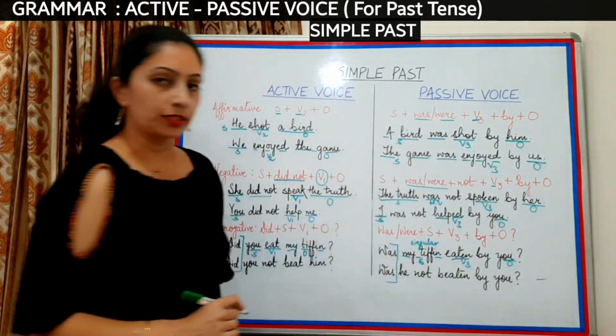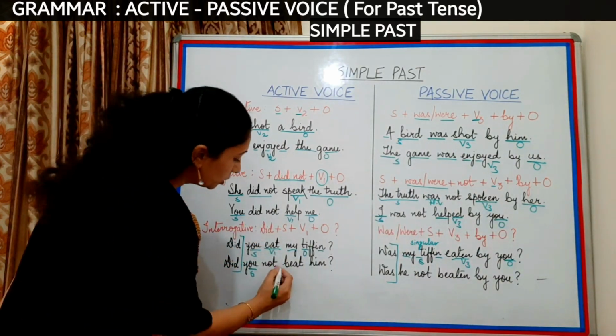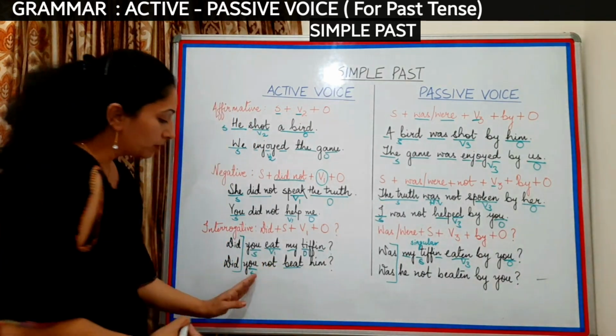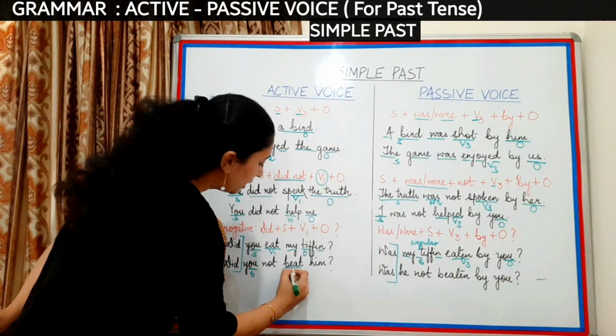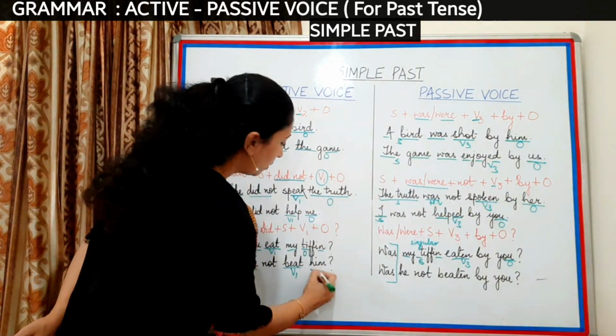Next, did you not beat him? Now let's analyze the sentence. This is the subject. This is a negative interrogative, so after the subject I have used not. Beat becomes V1 because I am using did. And him is the object here.